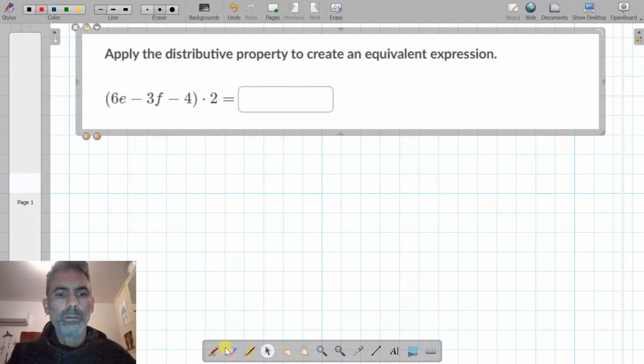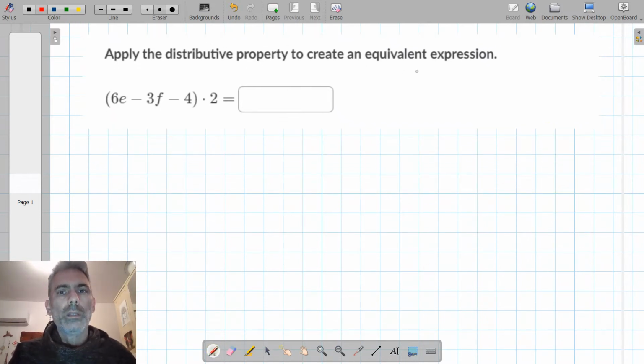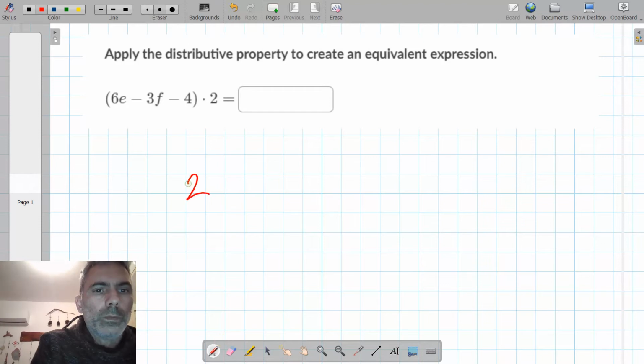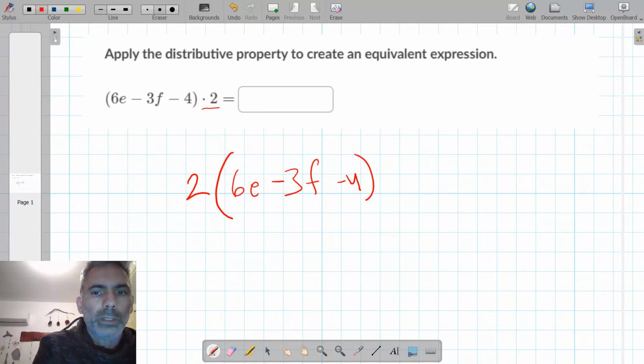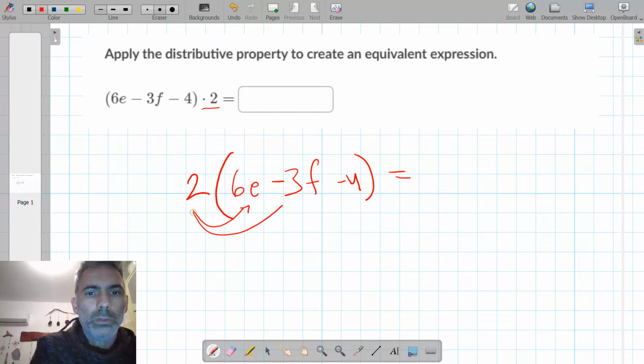Apply the distributive property to create an equivalent expression. Okay, so 2 parentheses, we have 6e minus 3f minus 4. So I simply put the 2 in front of the parentheses instead of after the parentheses. Now let me distribute the 2 to each of the terms within the parentheses.